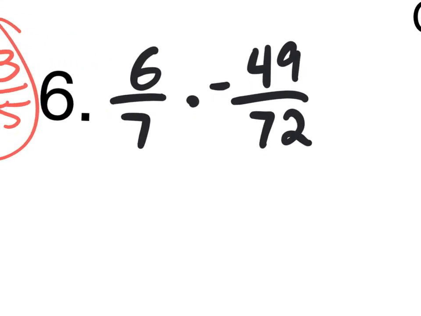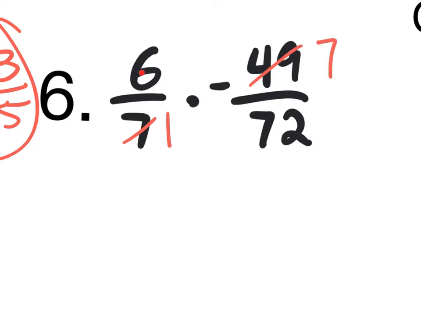Number 6, it looks ugly, but it's really not that bad. It's nice to cancel things out here because I don't even know what 6 times 49 is, or 7 times 72. Those are going to get huge, huge numbers. So it's way easier to recognize that there's a 7 down here and a 49. Both 7 and 49 are divisible by 7 itself. So you could actually say 7 divided by 7 is 1, 49 divided by 7 is 7.